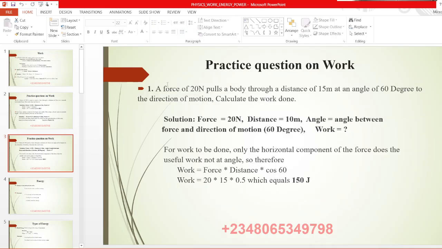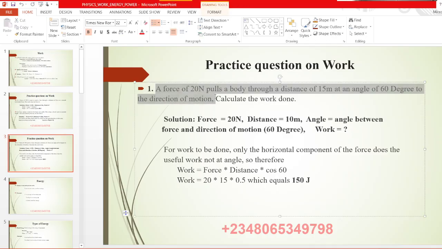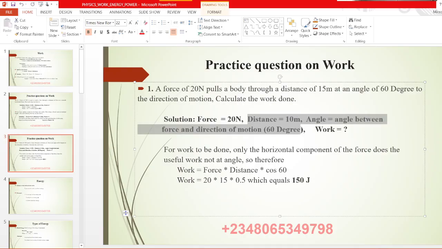A force of 20 newtons pulls a body through a distance of 15 meters at an angle of 60 degrees to the direction of the motion. Calculate the work done. Here, the parameters given are force, 20 newtons, distance, 15 meters, and there's an angle between the force and the direction of the motion, which is 60 degrees.